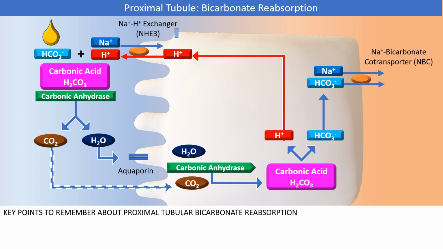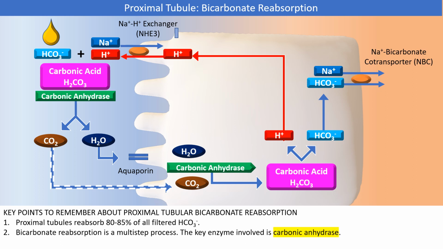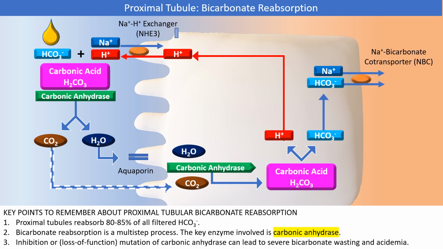Key points to remember about proximal tubular bicarbonate reabsorption. Proximal tubules reabsorb 80 to 85% of all filtered bicarbonate. Bicarbonate reabsorption is a multi-step process. The key enzyme involved is carbonic anhydrase. Inhibition or mutation of carbonic anhydrase can lead to severe bicarbonate wasting and acidemia.